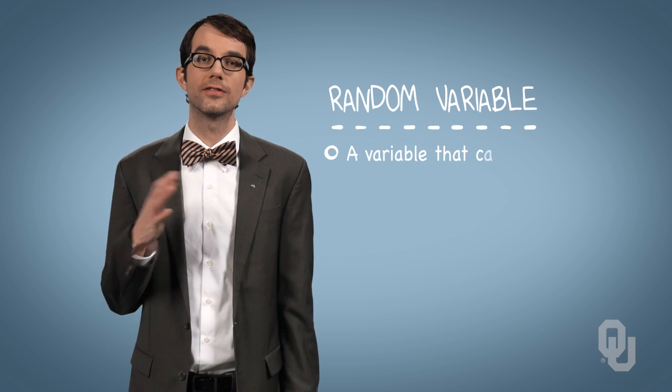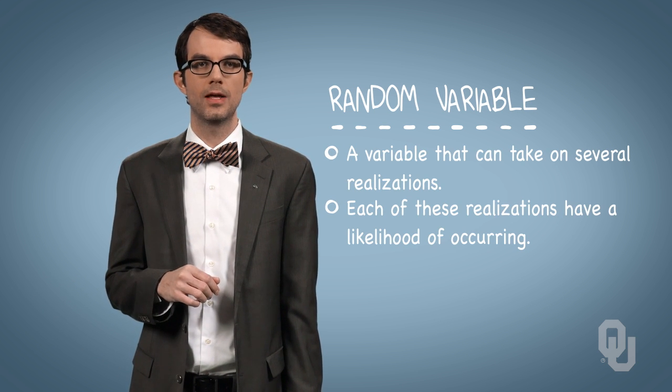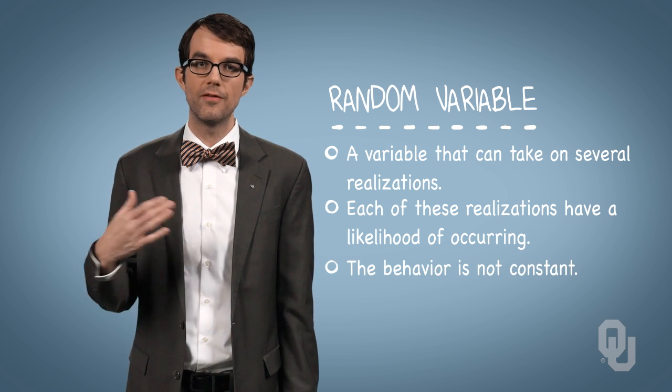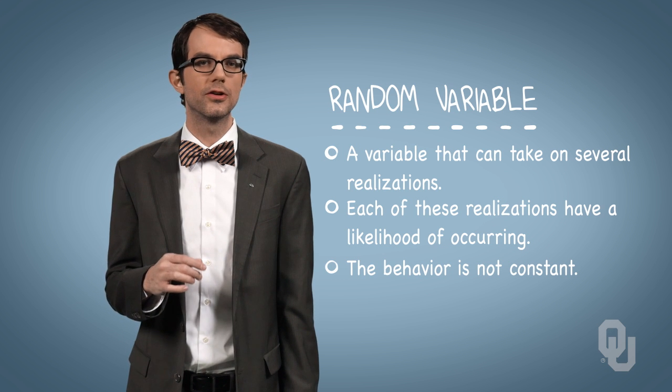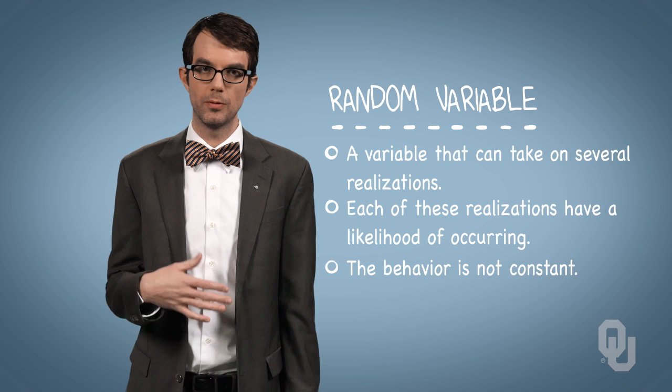In this unit, we've discussed discrete random variables. In general, a random variable is a variable that can take on several realizations, and each of those realizations has a likelihood of occurring. That is, the behavior that we're witnessing isn't constant. We see different behaviors over and over, where there's a likelihood associated with each behavior.